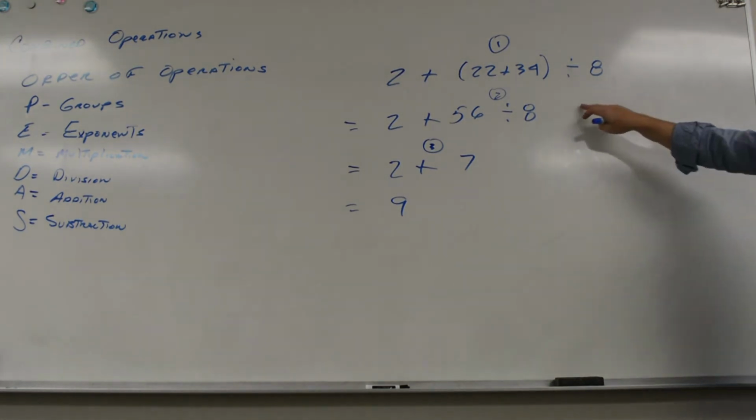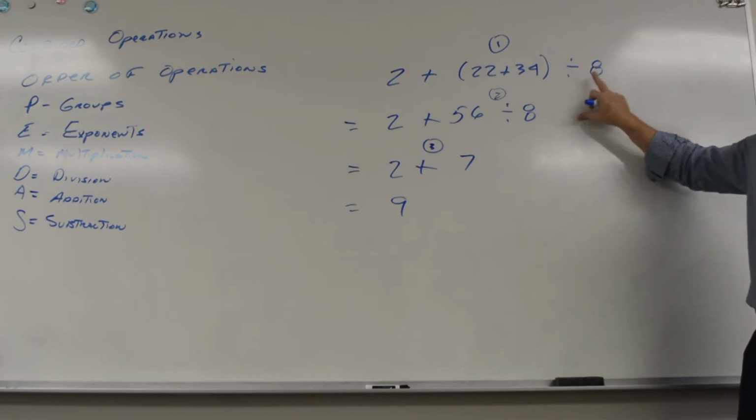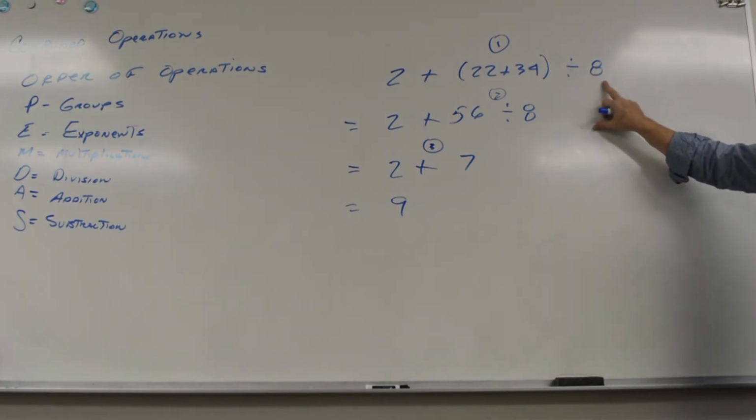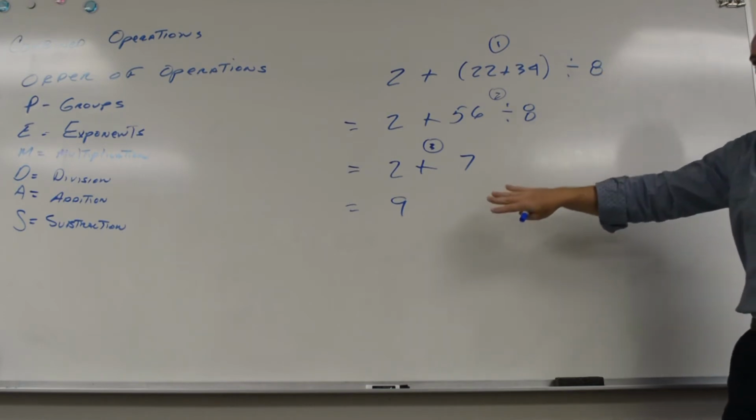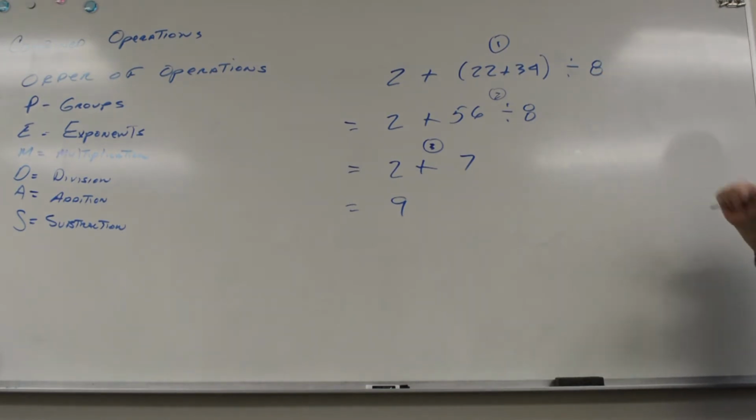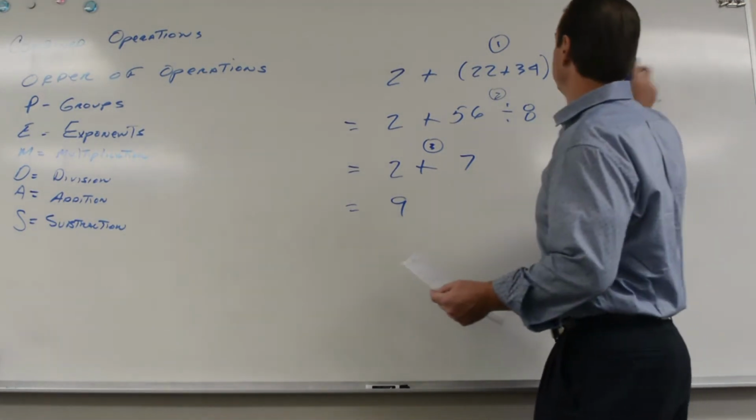Now, if you did it in some other orientation, you're going to get a different answer. The reason they came up with this was because they want everybody solving the same equation and getting the same answer. So order is important. Everybody follow me? All right, let's try another one.